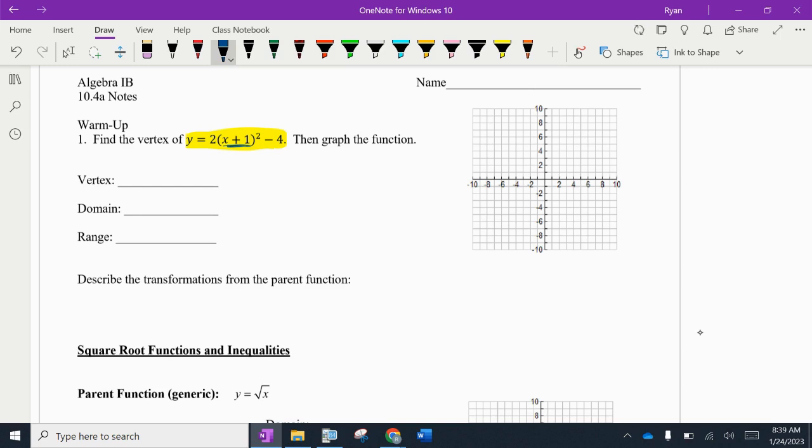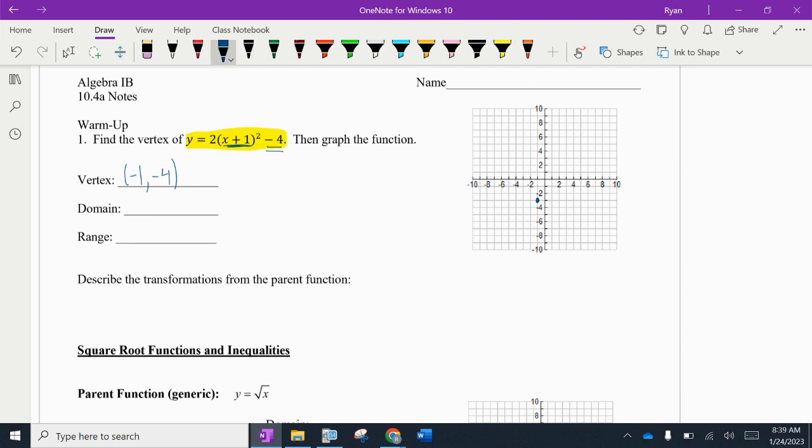Left 1. We do the opposite of this for x. And because of this minus 4 at the end, where does the vertex move? Down 4. So the vertex for this parabola would be -1, -4. So if I went on to my graph, -1, -4, there is my first point.